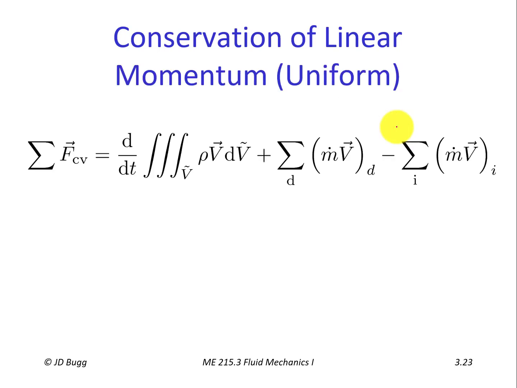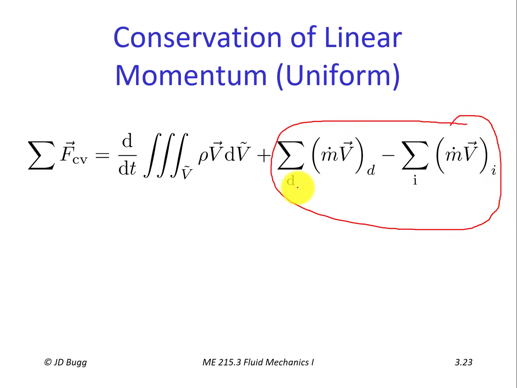So the uniform version of this equation does the same thing as the uniform version of conservation of mass. It replaces that surface integral on the right-hand side by two discrete sums, one over the discharges, one over the inlets, and each of them is mass flow rate times the velocity at those respective discharges and inlets.